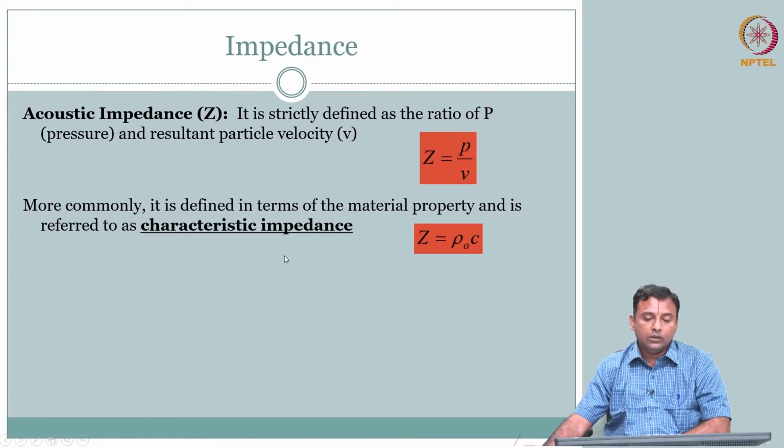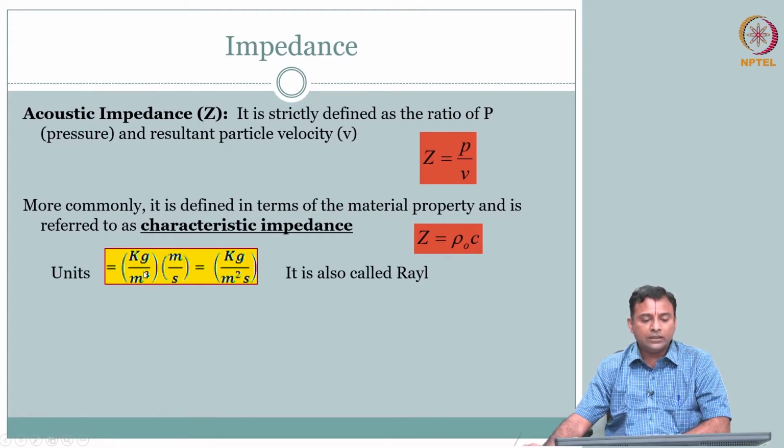If you do that, it has its own units. Kg per meter cube is your density, C is your velocity, so it is meters per second. So, you have kg per meter square second. However, it is mostly called Rayl. What is this Rayl? This is in honor of a pioneer, Lord Rayleigh, Rayleigh theory of sound.